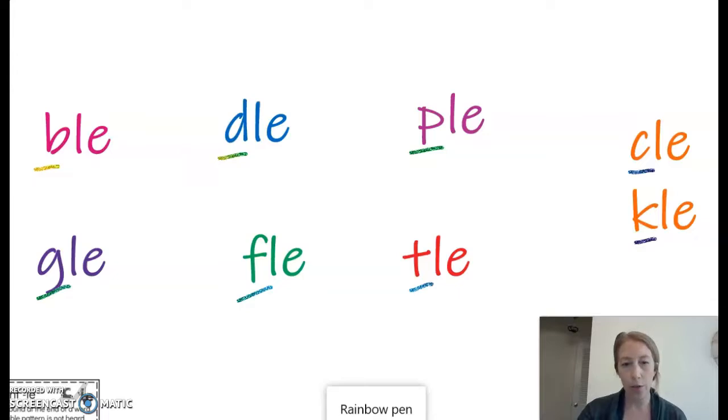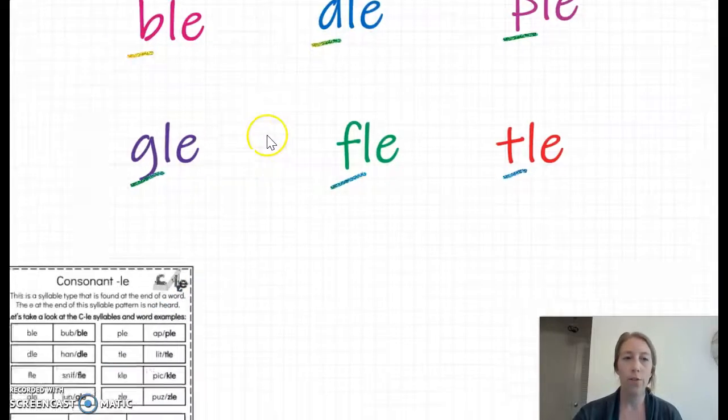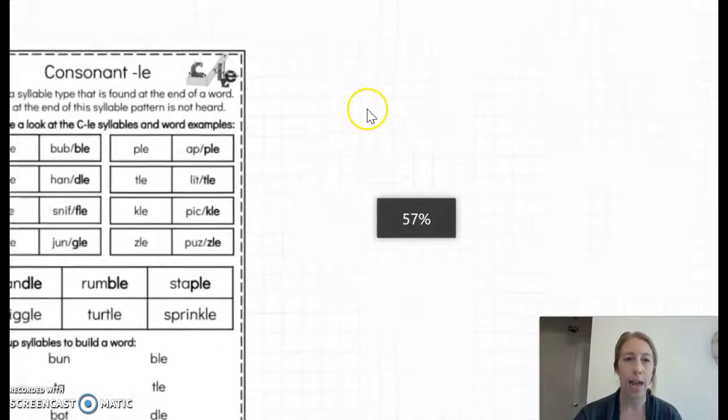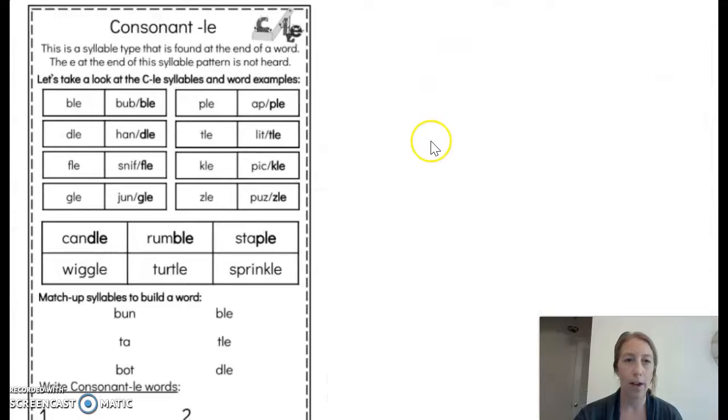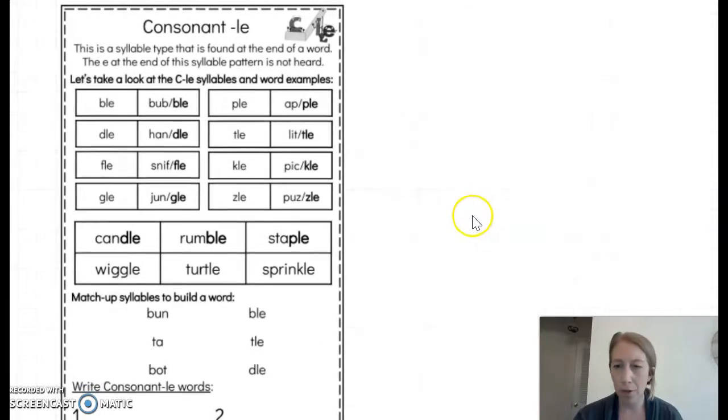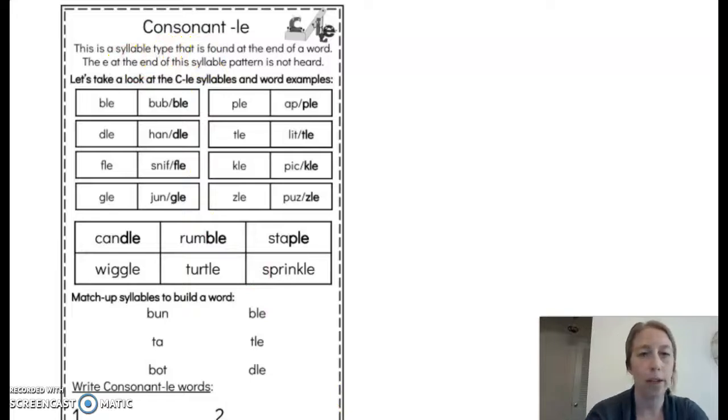So now we're going to go to the reading sheet and see some of these syllables in action as words. Like usual, if you have your reading sheet, fantastic. If you're looking at it on the computer, or if you've got it printed out, whichever way works for you, or just following along with me. So consonant LE. I got this cute little image of the consonant letter combining with the LE. It says this is a syllable type that is found at the end of a word, and that's important.